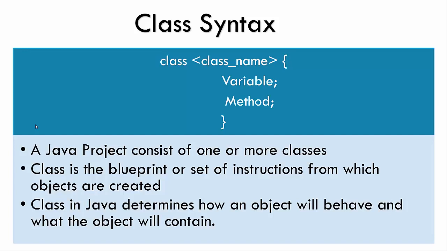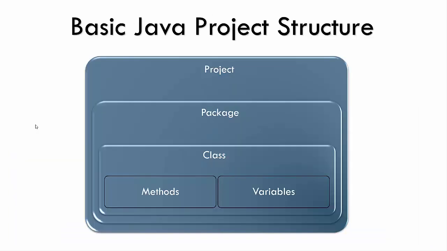Now this statement is pretty much clear. How the object will behave is based on the methods that are defined in the class, and what the object will contain is nothing but the variables. So if the class has variables and methods, then the object will be driven based on that information.